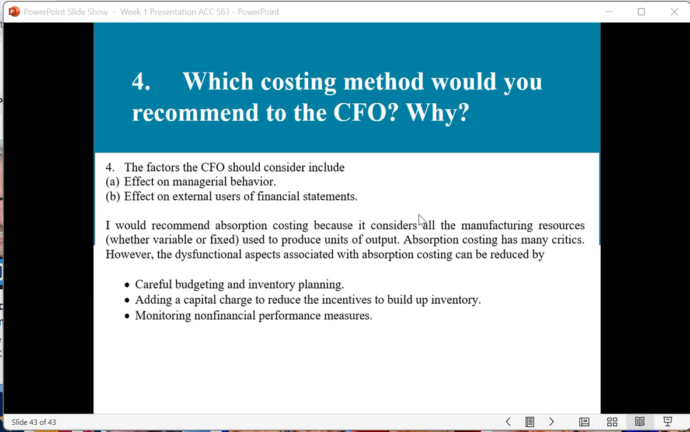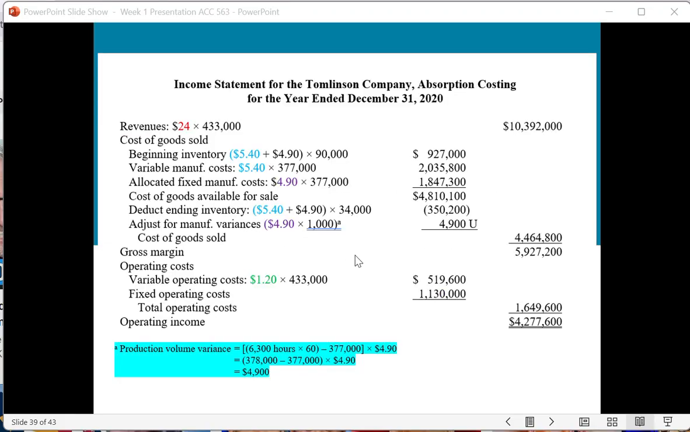So, which one to choose? Well, hey, that's a throw a coin in the ceiling, because it depends on what you want. It depends on how you want to see the numbers. What is it that you want to see? The thing about absorption costing, and the reason why it's used for financial statements, is that we have this adjustment for variance right there, which tells us the under and over application of overhead.